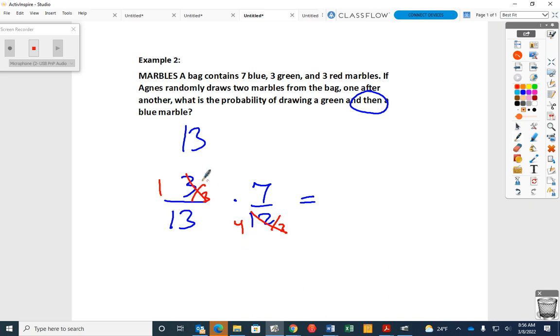Now I'm going to multiply. 1 times 7 is 7. 13 times 4 is 52. Now, can I reduce this at all? No.